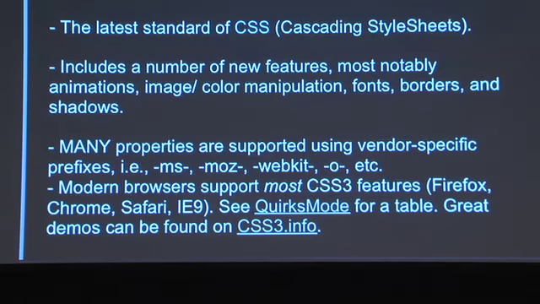You can pretty much determine which ones go to which browser. MS is Microsoft, Moz is short for Mozilla, Mozilla Firefox. WebKit is for Chrome and Safari. O is for Opera. Those are pretty much all the ones that you need to touch upon.